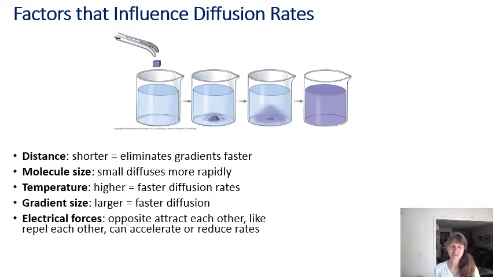The larger the size of the gradient, if there's a huge concentration gradient with a lot of things in one area versus very few in another, the faster the diffusion. Electrical forces can affect diffusion rates because opposites attract to one another and like charges repel, so that can either accelerate or reduce rates of diffusion.